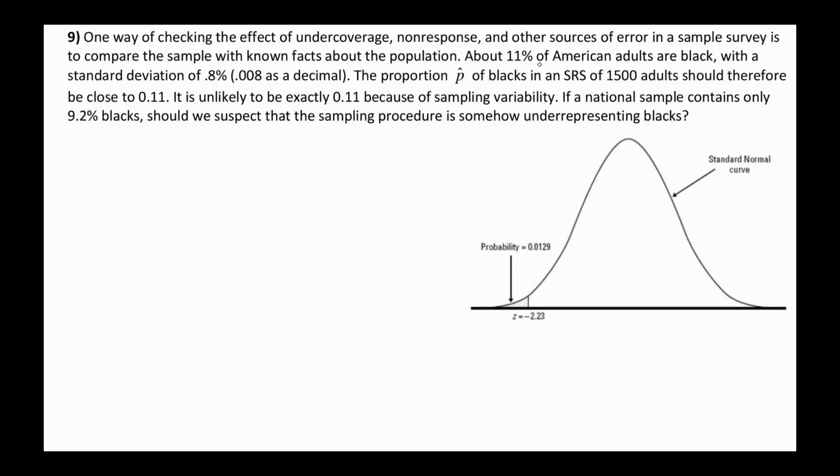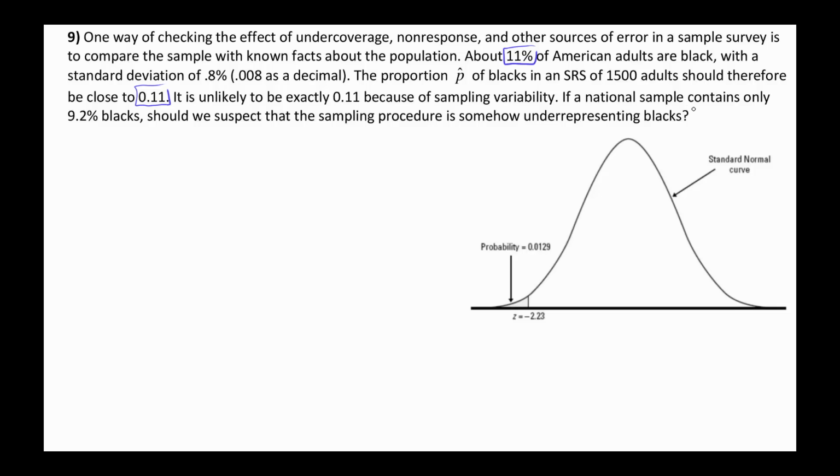So it says about 11% of American adults are black with a standard deviation of 0.8%. That is 0.008 as a decimal. Very important there. The proportion p hat, a specific number that we found with our survey, for a simple random sample of 1,500 adults should therefore be close to 0.11. It's very unlikely that it's going to be exactly 11%, but it should be close. If it's not, then we're probably doing something wrong, and that's what we want to find out.